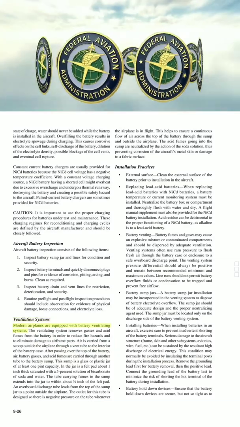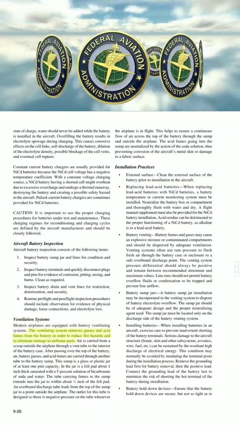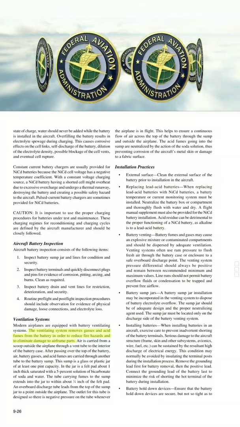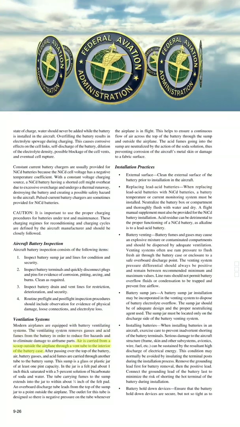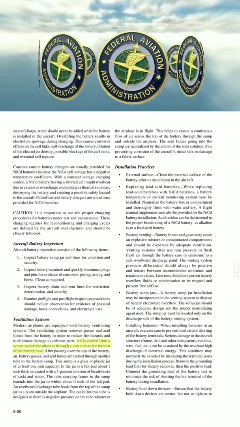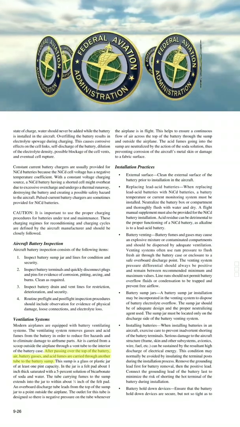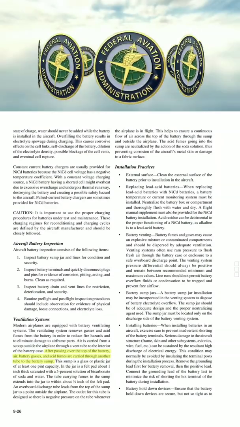Ventilation systems. Modern airplanes are equipped with battery ventilating systems. The ventilating system removes gases and acid fumes from the battery in order to reduce fire hazards and to eliminate damage to airframe parts. Air is carried from a scoop outside the airplane through a vent tube to the interior of the battery case. After passing over the top of the battery, air, battery gases, and acid fumes are carried through another tube to the battery sump.